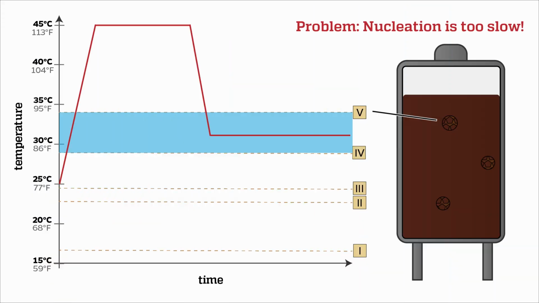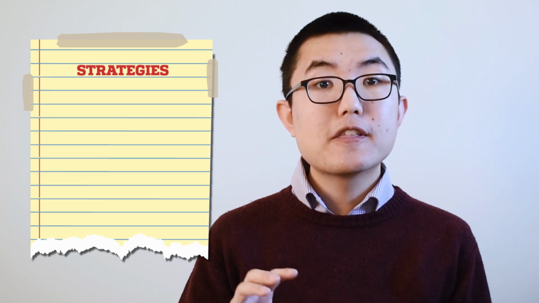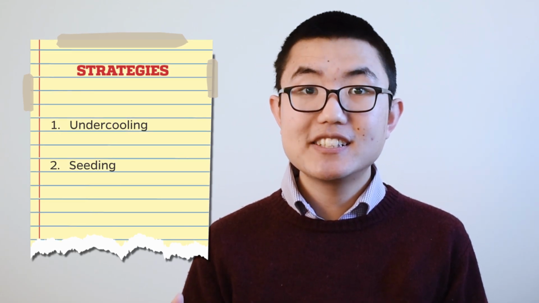But wait, it's never quite so simple. Even though cooling to 31 degrees Celsius would get us a reasonably pure product, it turns out that it takes a long time for enough phase 5 crystals to nucleate at this temperature, potentially even several hours. Chocolate makers use 2 main strategies to make phase 5 crystals form more quickly. The first strategy is called undercooling, and the second is called seeding.